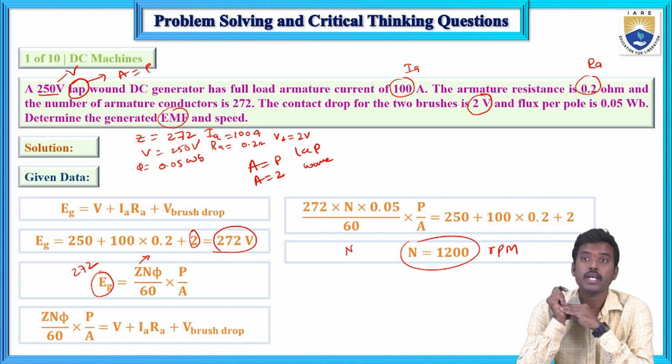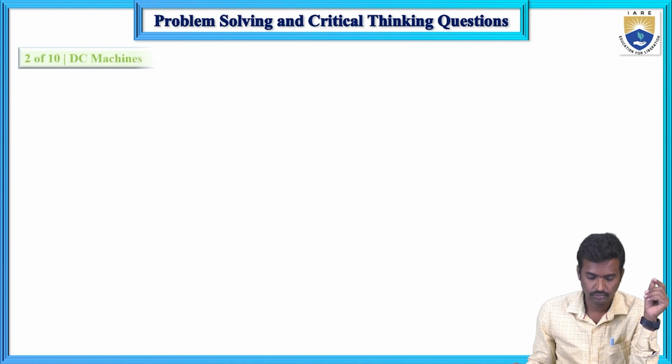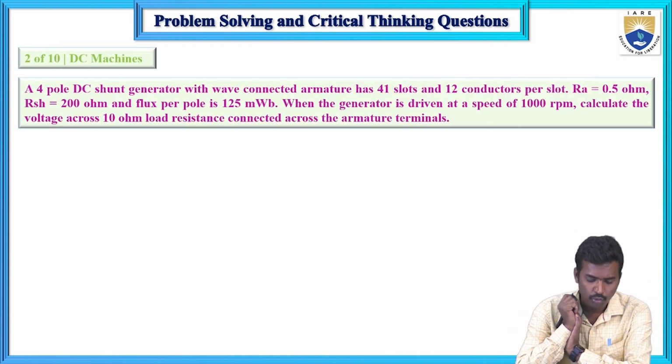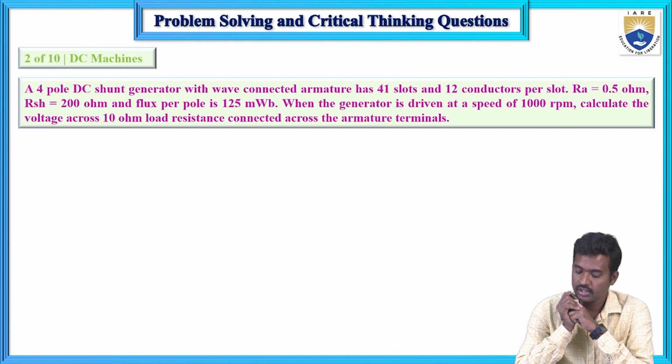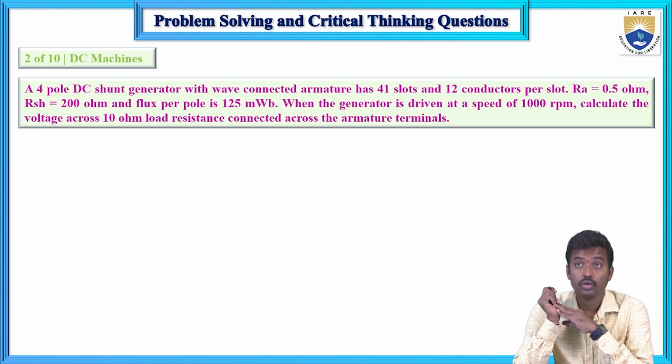Now, next problem, second problem. A 4-pole DC shunt generator with a wave connected armature has 41 slots and 12 conductors per slot. RA, the armature resistance, is 0.5 ohms. RSH, the shunt resistance, is 200 ohms. Flux per pole is 125 milliwebers. When the generator is driven at a speed of 1000 RPM, calculate the voltage across a 10 ohms load resistance connected across the armature terminal.